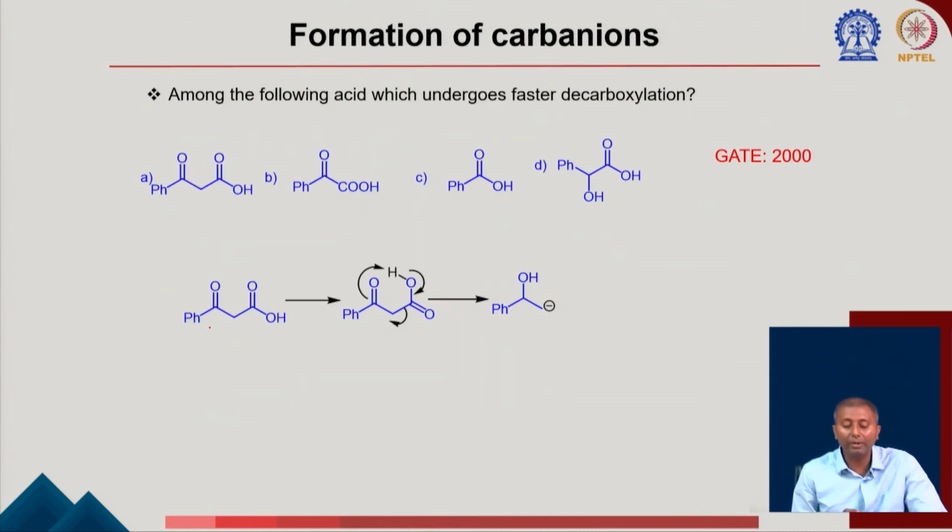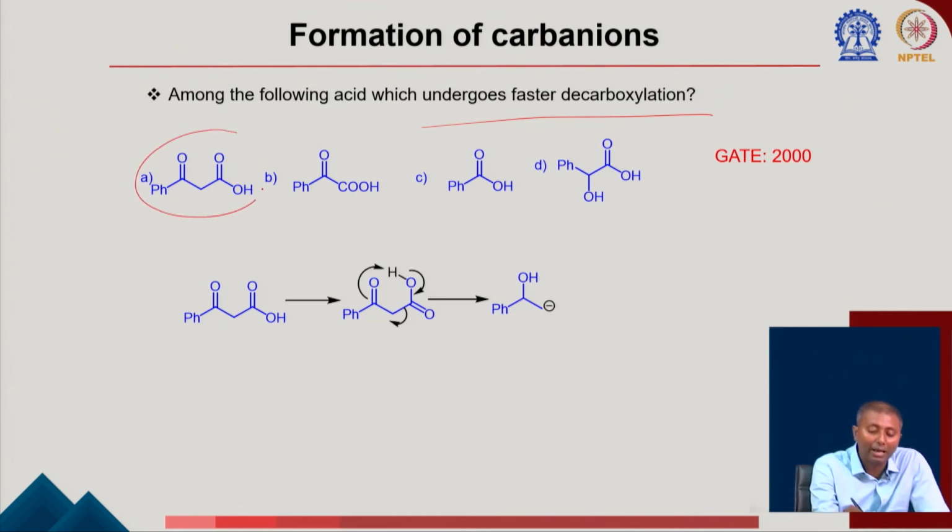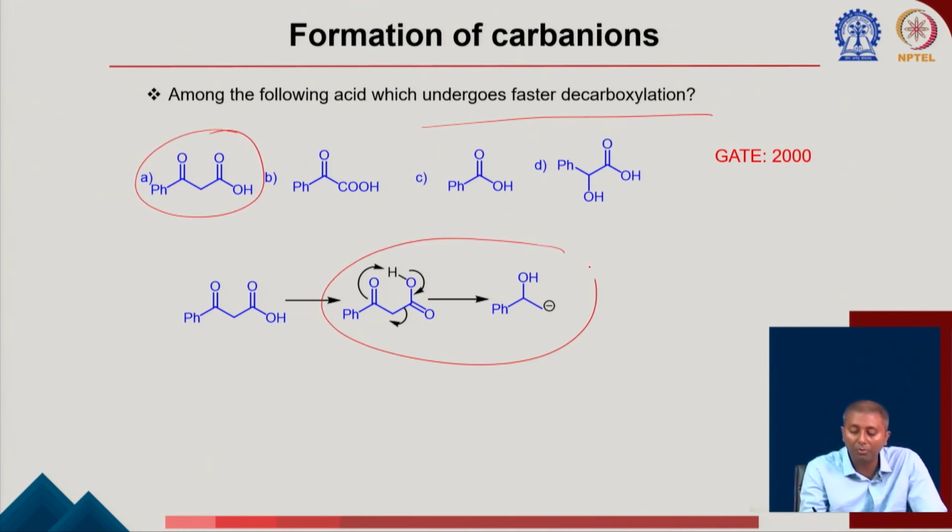Then, among the following acids, which undergoes faster decarboxylation? As I told you, you have to look for a beta-keto acid. That means you have to look for which one is a beta-keto acid. If you see, this is the one that is actually a beta-keto acid. As I told you before, only the beta-keto acid goes for decarboxylation, not the alpha. If you heat up an alpha-keto acid, it will not go for decarboxylation.